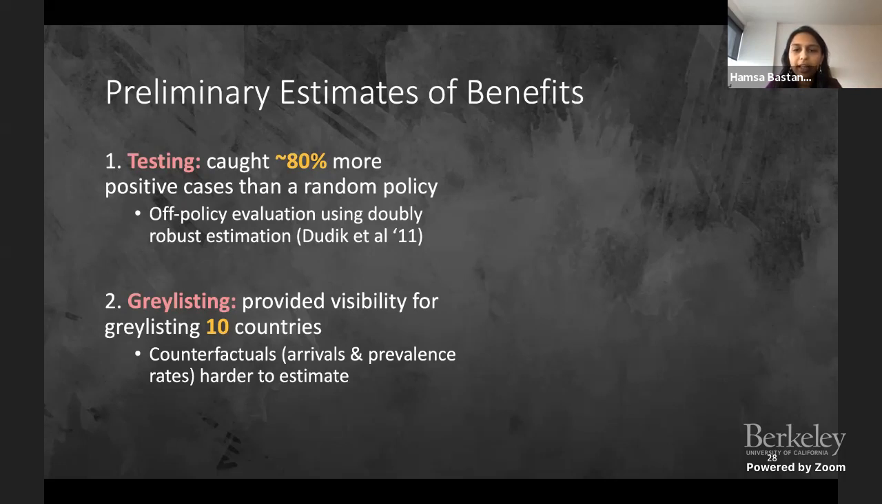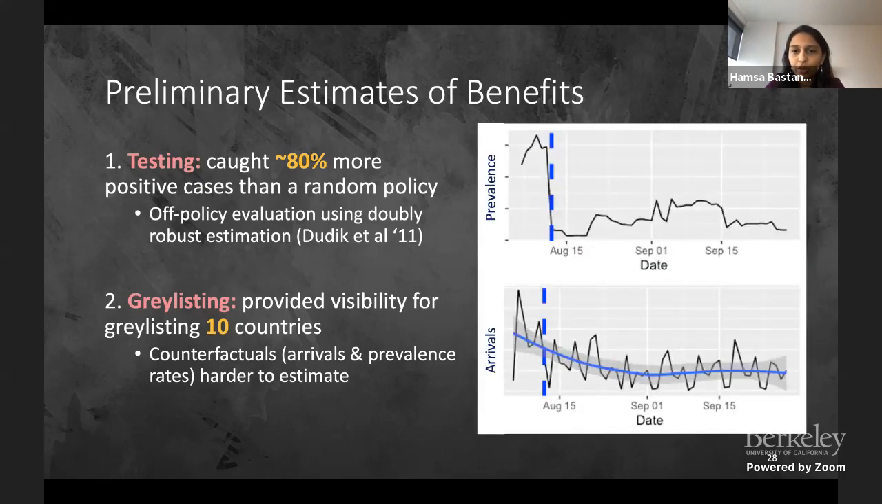So what is gray listing? Again, it's a policy decision where we would basically ask all passengers from that country to produce a negative pre-PCR test before they can actually come in. So this is what happens.